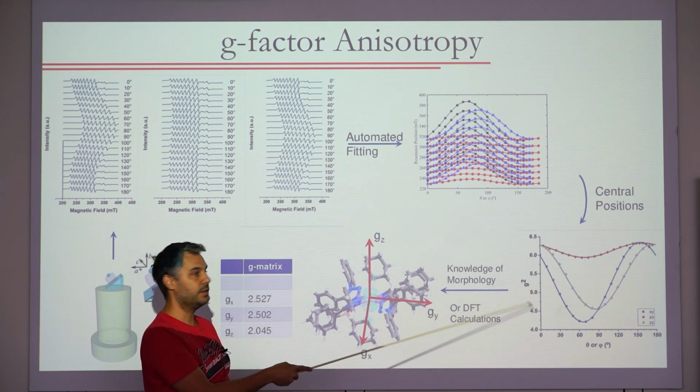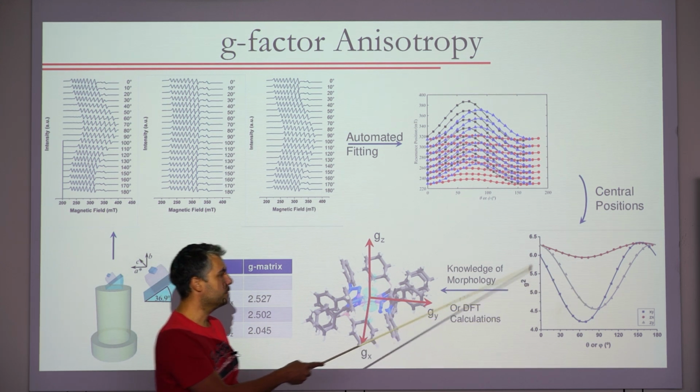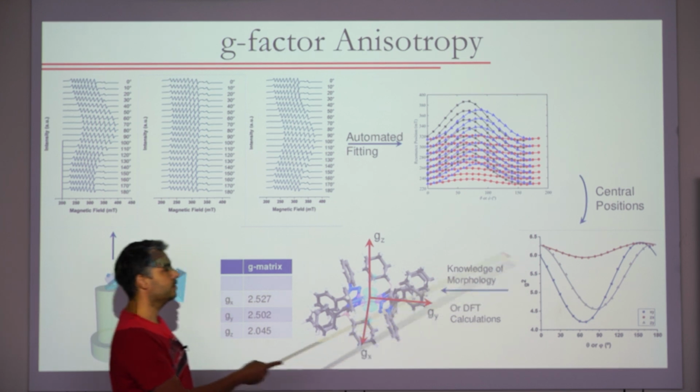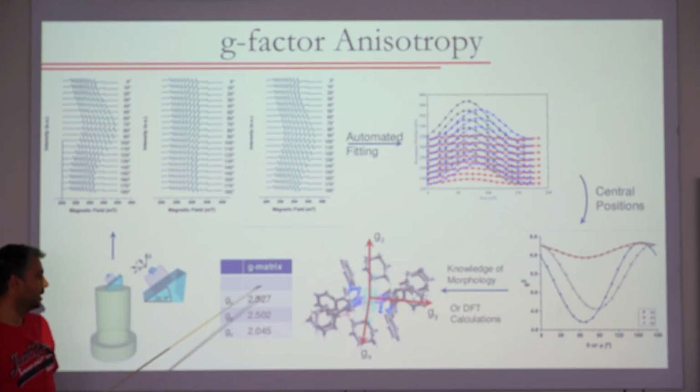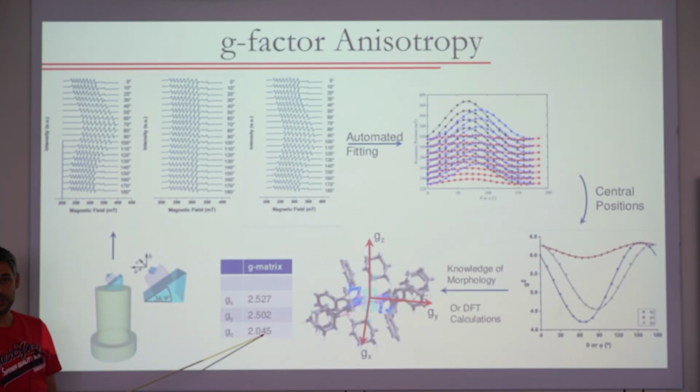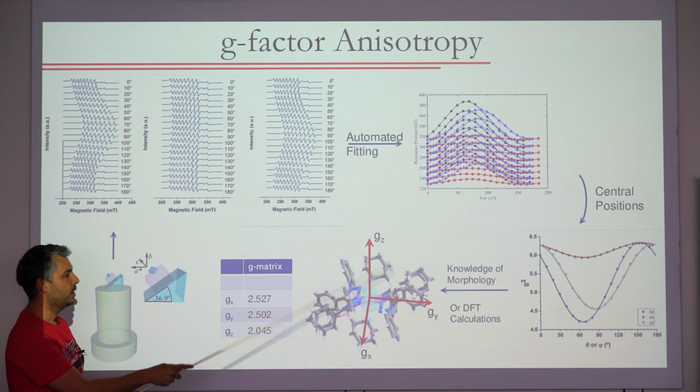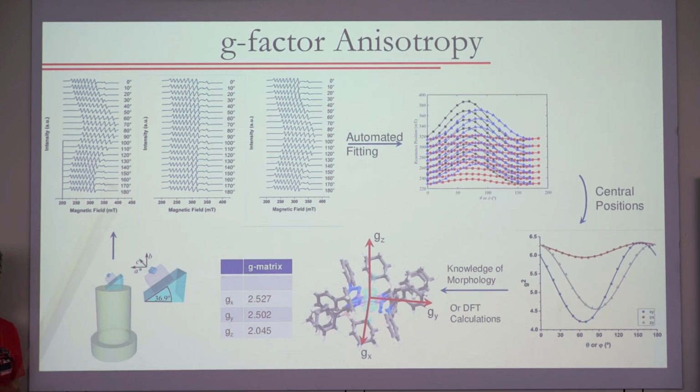When you do this kind of experiment, you plot the G squared values for each plane, and you can use that to obtain a G matrix. And this would be the diagonal components of the G matrix. You can sometimes find this orientation experimentally by analyzing the crystal morphology, but in our case we just did DFT calculations, and because it was a very symmetric square planar complex, we already knew where it was oriented.